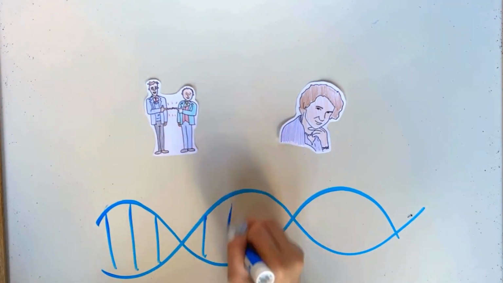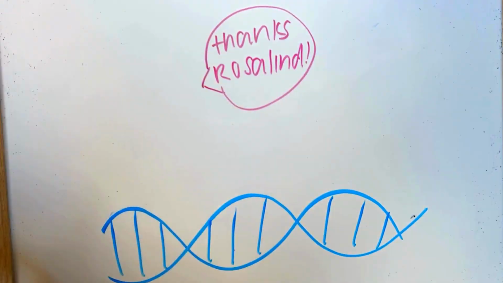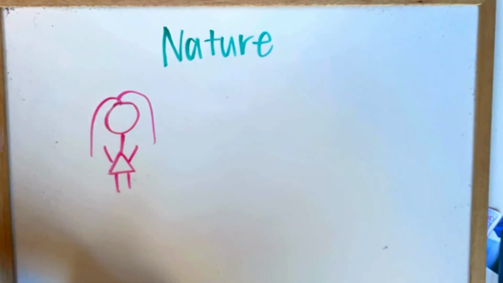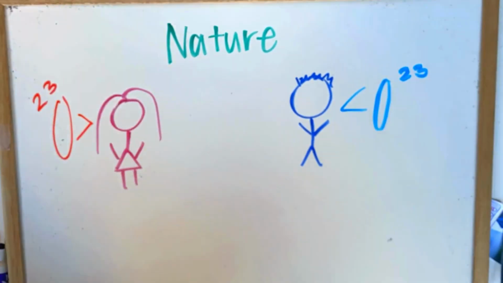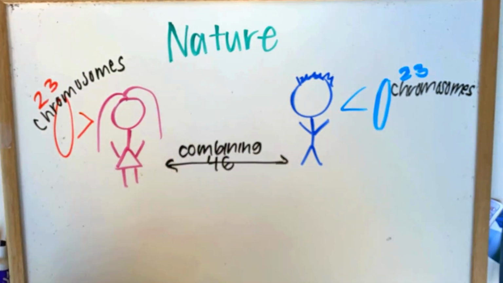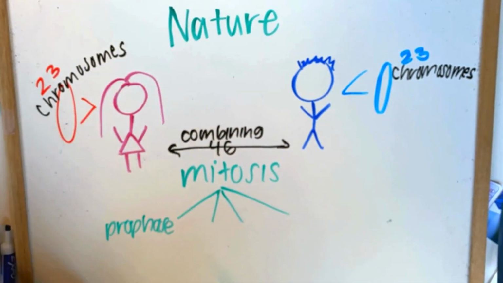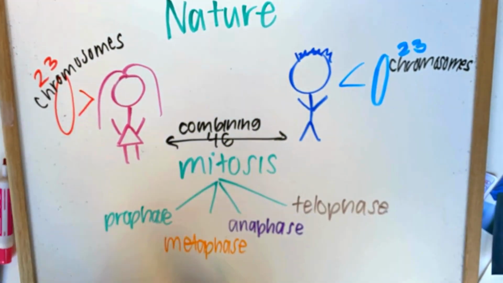With the help of Rosalind Franklin's research, James Watson and Francis Crick discovered the structure of DNA. Humans are influenced by nature. Our genetics are inherited from our parents, 23 chromosomes from mom and 23 from dad, which after combining and going through mitosis leads to creating you.